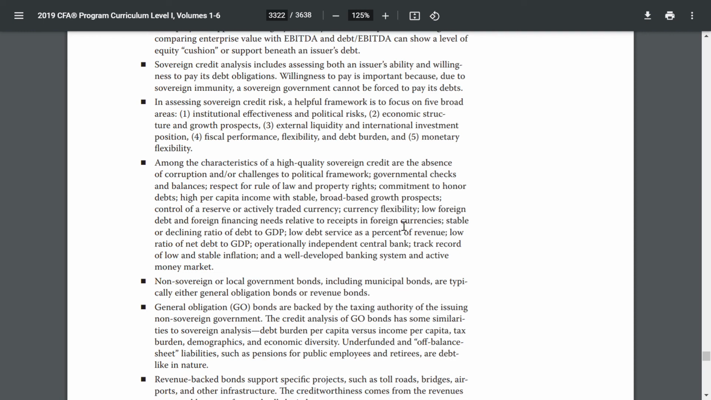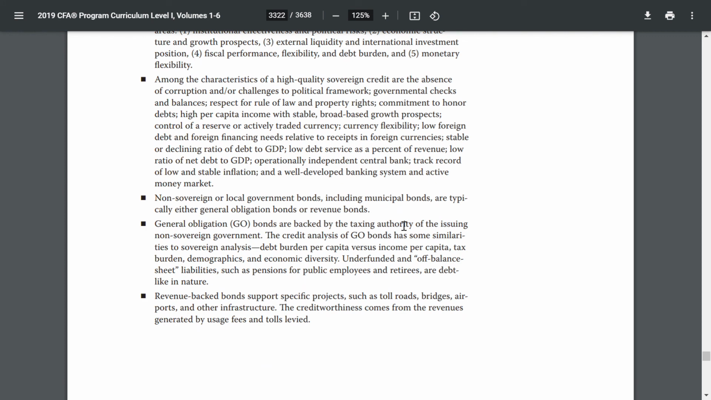Among the characteristics of a high-quality sovereign credit are the absence of corruption and challenges to political frameworks, governmental checks and balances, respect of the rule of law, property rights, commitment to honor debt, high per capita income with stable broad-based growth prospects, reserve or actively traded currencies, currency flexibility, low foreign debt and foreign financing needs relative to receipts in foreign currencies, stable or declining ratios of debt to GDP, low debt service as a percent of revenue, low ratios of net debt to GDP, operationally independent central banks, track records of low and stable inflation, and a well-developed banking system and active money markets.